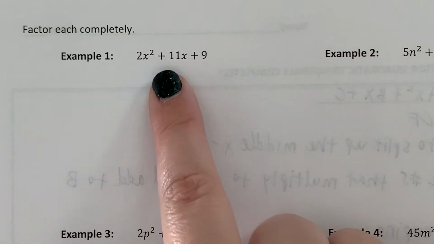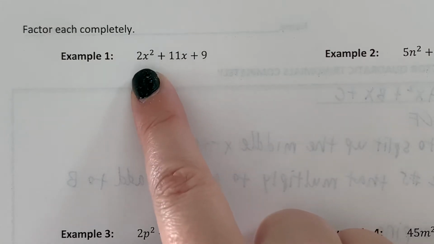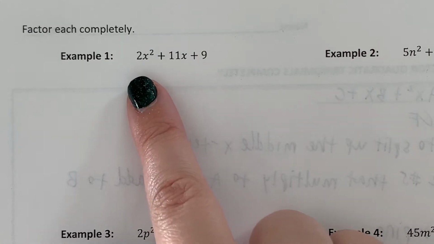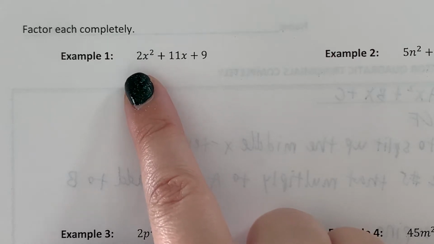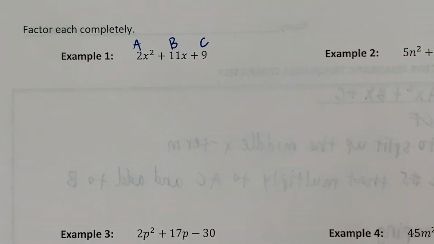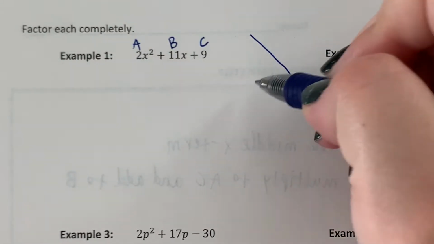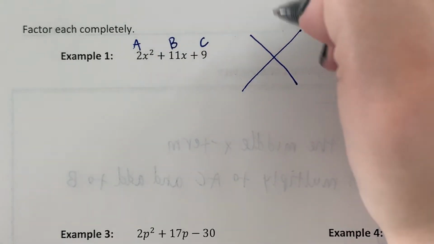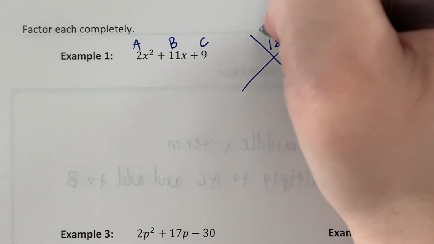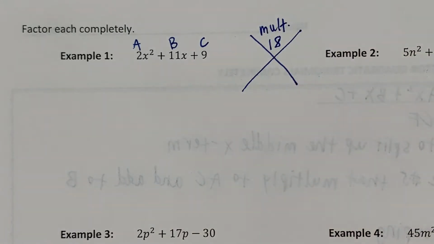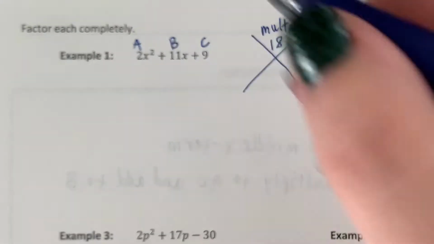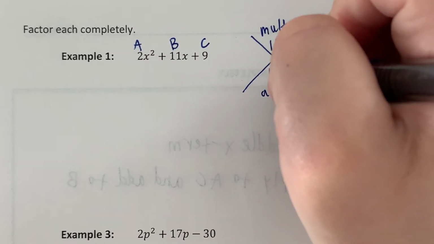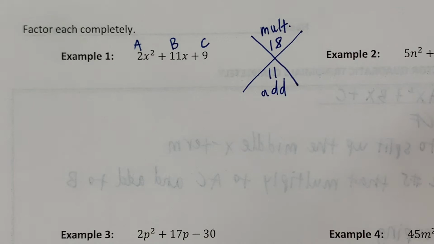And notice we have a trinomial. It's quadratic, meaning we have an x squared term. And we can identify, because it's in standard form, A, B, and C, and I'm actually just going to label them above. So A is 2, B is 11, C is 9. And right here I'm going to create my X. In the top I need to do A times C, which is 18. So I'm going to be looking for two numbers that multiply to 18. In the bottom you put your B, which is 11. And so those same two numbers need to add to 11.